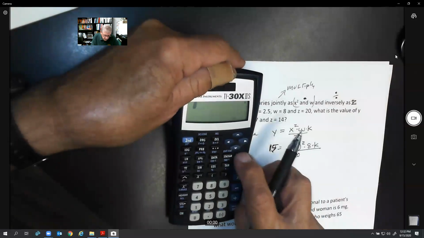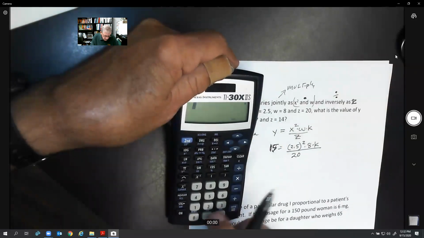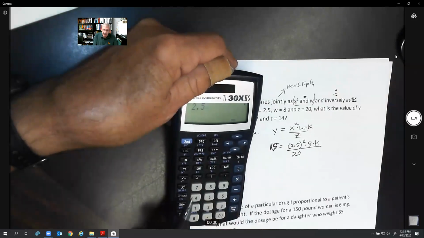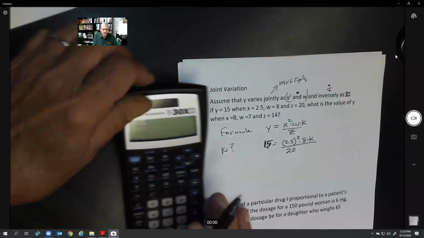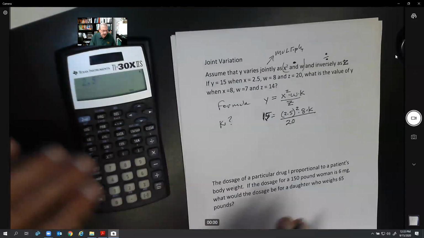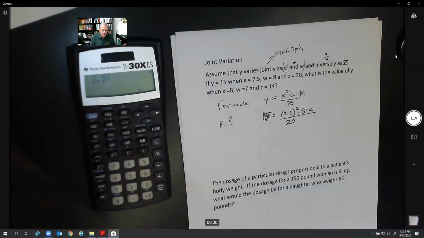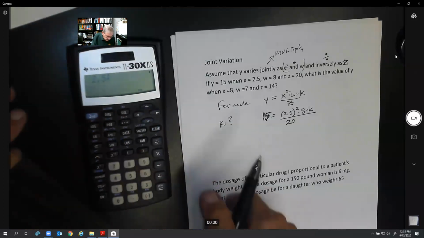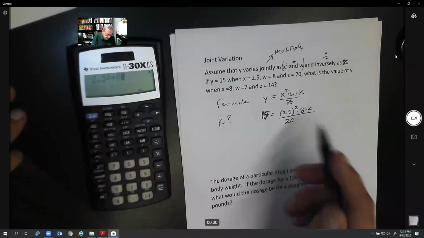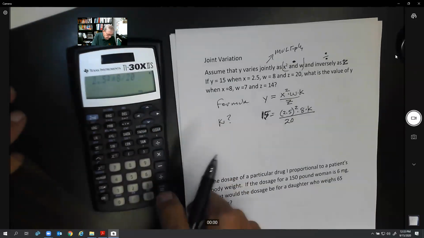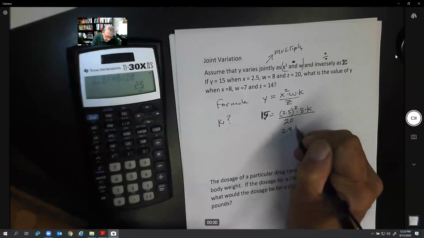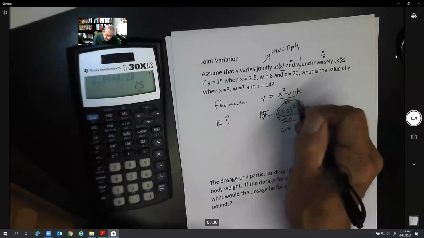So let's square this. Let's see what we can do. 2.5 squared. Now you can either hit the x squared key, which is faster, or you can raise it to the second power, times 8. And we're going to divide that by 20. And that gives me 2.5. So this would be 2.5K. We did all this right here.